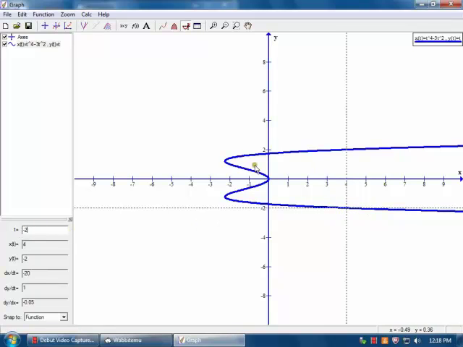So this is how you can sketch a graph of a rather complex function. Remember, it's x equals y to the fourth minus 3y squared, but that becomes a very easy curve if you use parametric, if you transform it from Cartesian to parametric equation. And that brings me to the end of the class today.